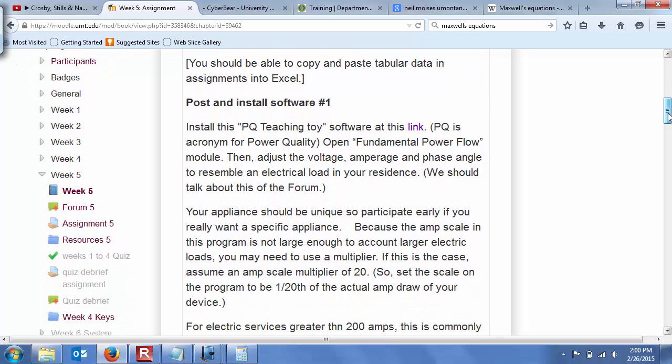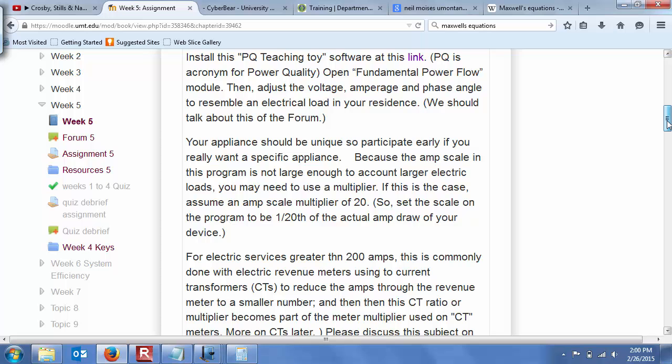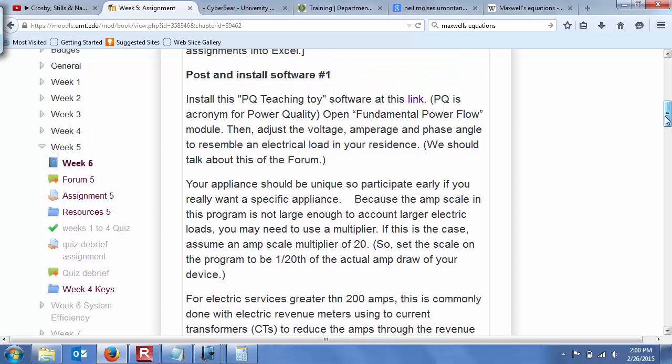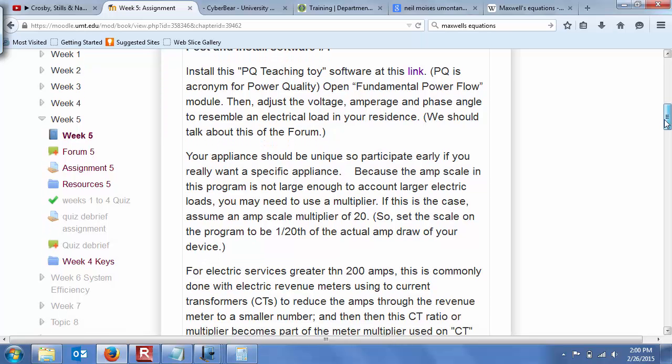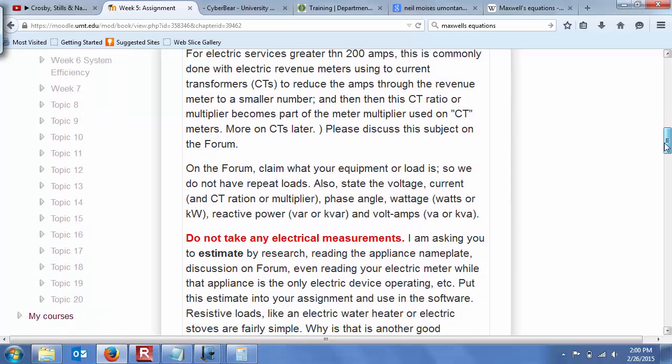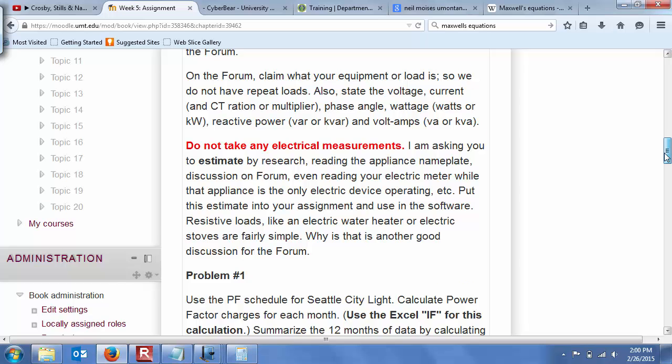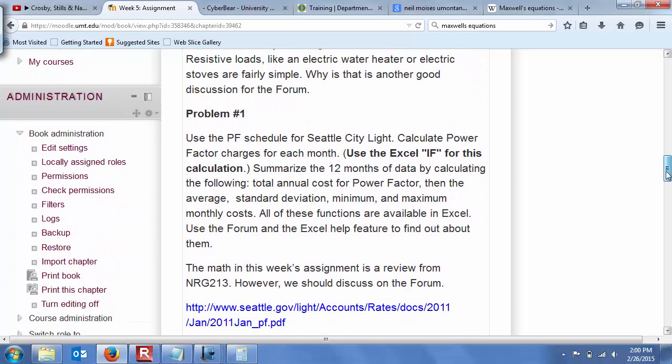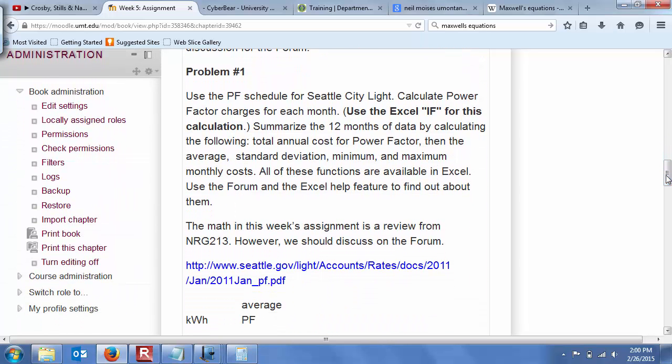I have not installed this yet. What? I've not installed the PQ teaching tool. You don't have it. I imagine that you have a file decompressor, right? Oh, yeah. I played with it for about 2 minutes, and I was like, I'll do this another day. Okay.